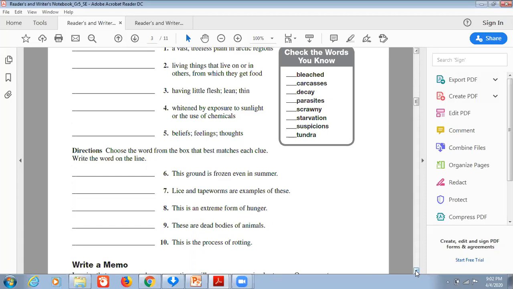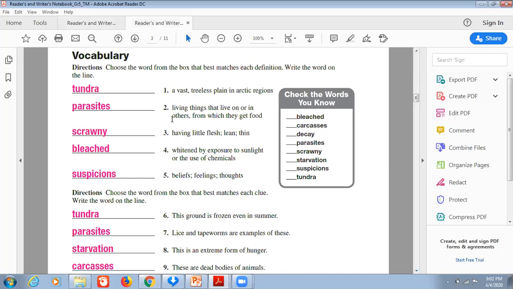6, the ground is frozen even in summer. 7, lice and tapeworms are examples of these. 8, this is an extreme form of hunger. 9, these are dead bodies of animals. And 10, this is the process of rotting. I'll also share with you the answers to this page.